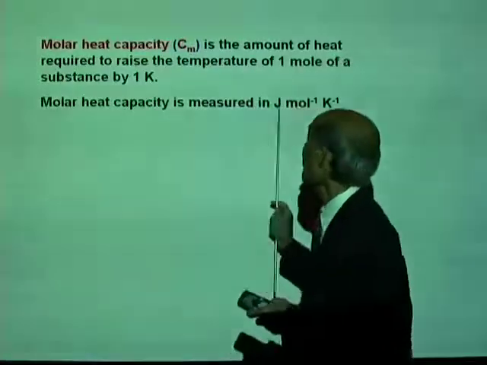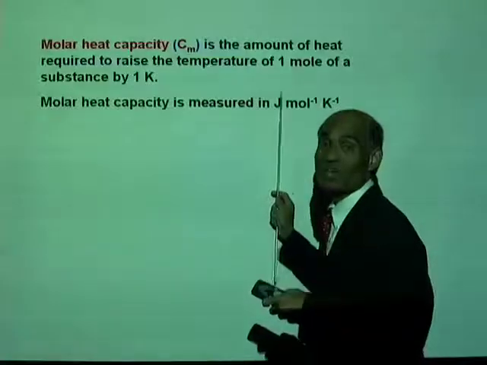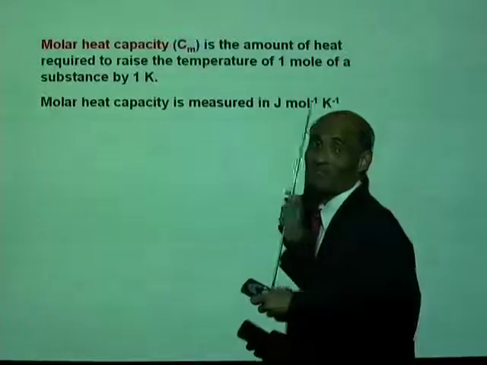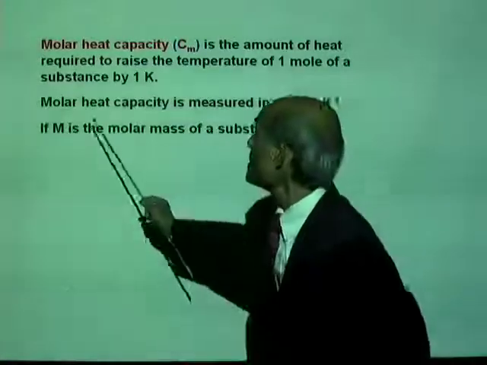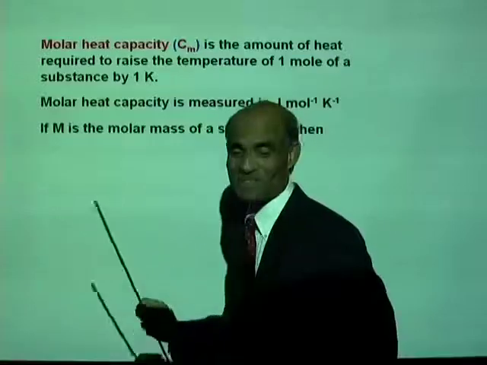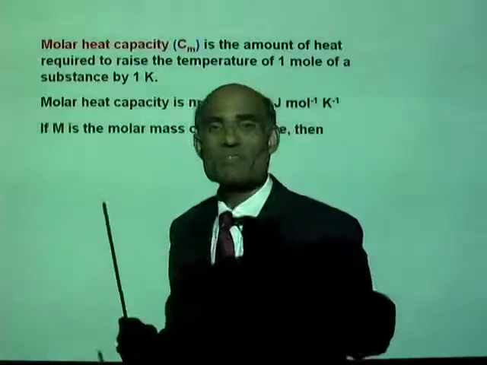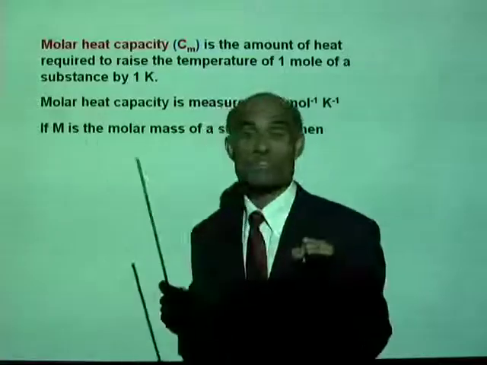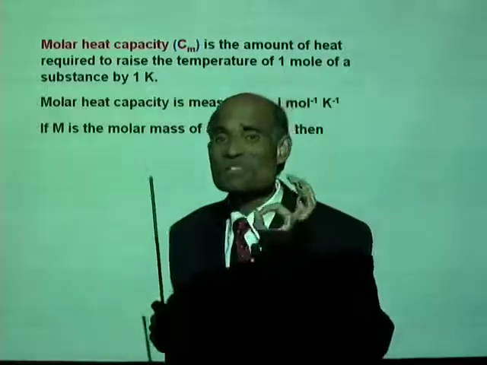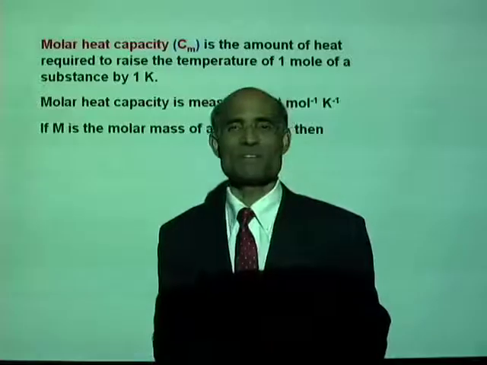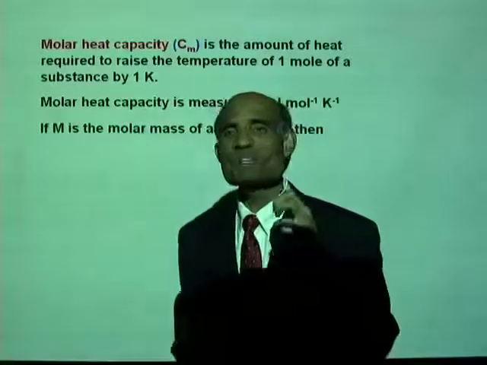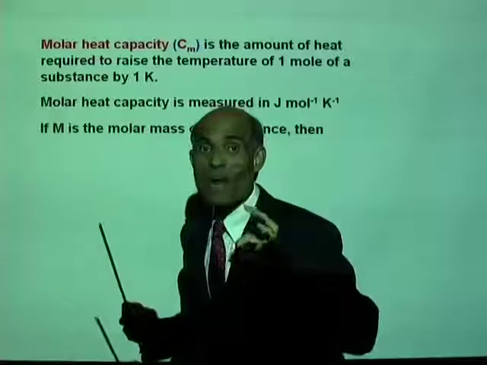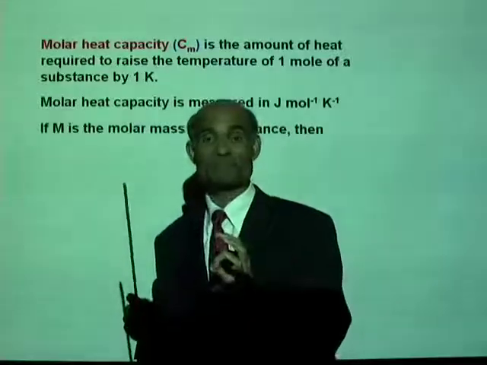And what is the unit for measuring molar heat capacity? Joules per mole per Kelvin. Alright, let me see if you understood this. If m is the molar mass of a substance, and c is the specific heat of that substance, what is the relation between specific heat, molar mass, and the molar heat capacity?